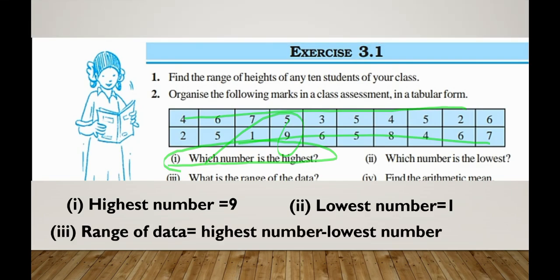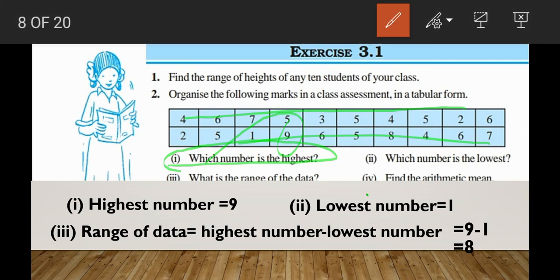Range of data is highest number minus lowest number. Highest number 9 minus 1. What is 9 minus 1? 8. So that is the range of data. Understood? That's it. Now next, fourth question is find the arithmetic mean. You have to find the mean.